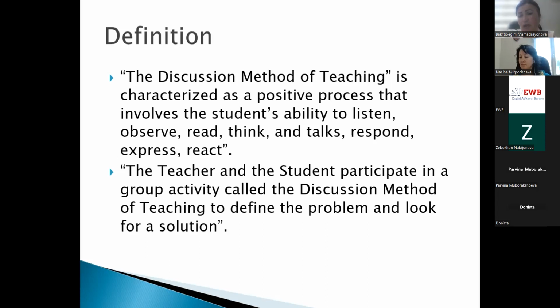There might be some reading tasks that the teacher can give them, and according to the reading they can discuss critically on different tasks. They think, they talk, they respond, and express and react. The teacher and the student participate in a group activity called the discussion method of teaching to define the problem and look for a solution.